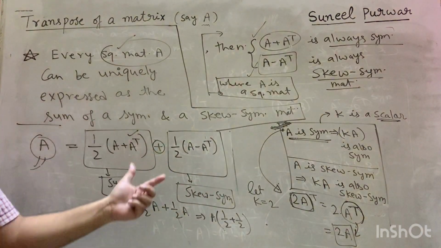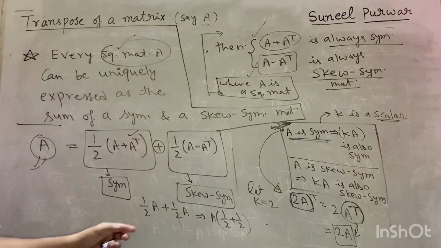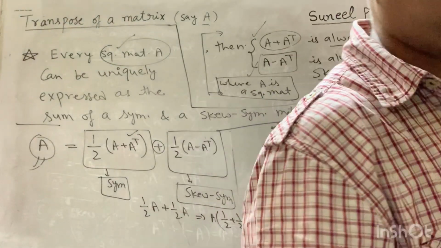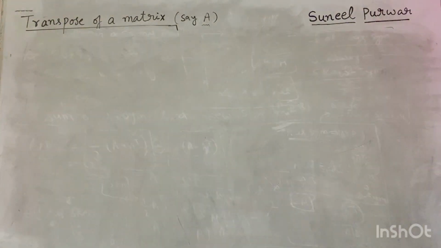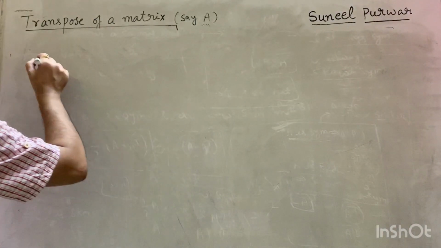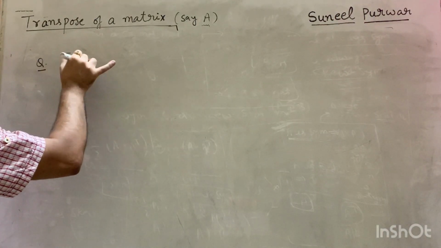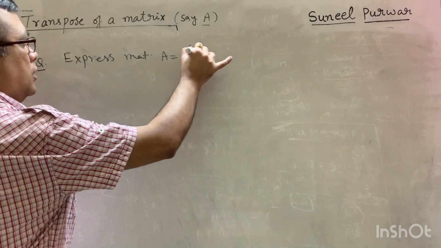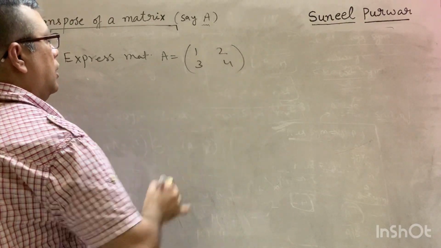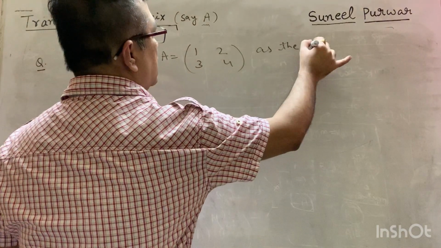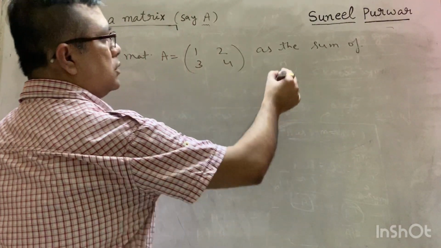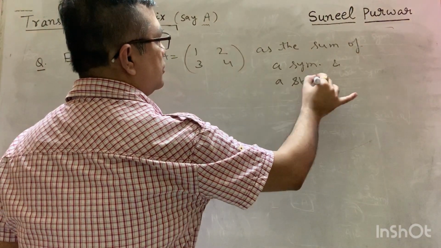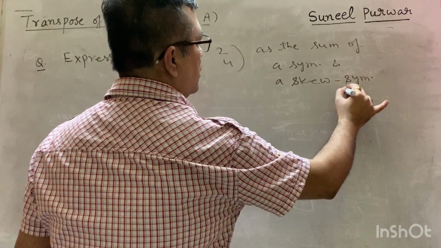Alright, let's take a small example to clarify how to execute this theorem or result. So here is the question: express matrix A equal to, say our favorite one, 1 2 3 4, as the sum of a symmetric and a skew symmetric matrix.